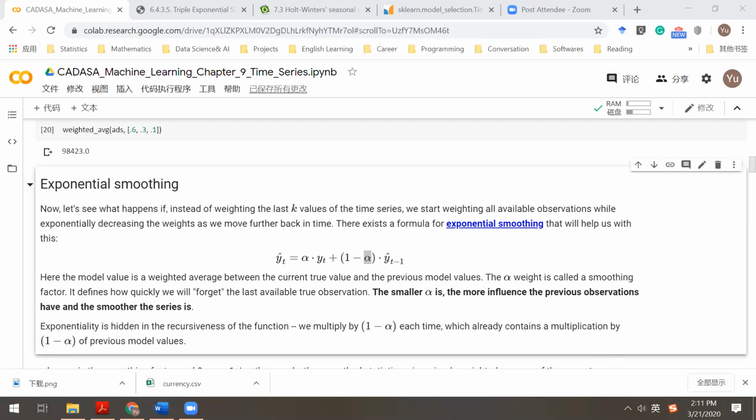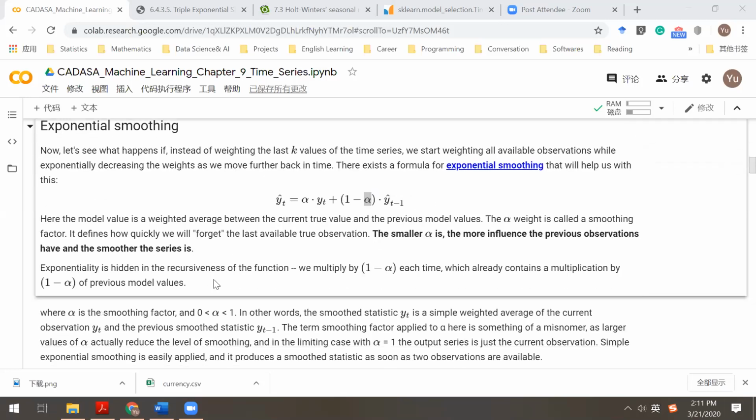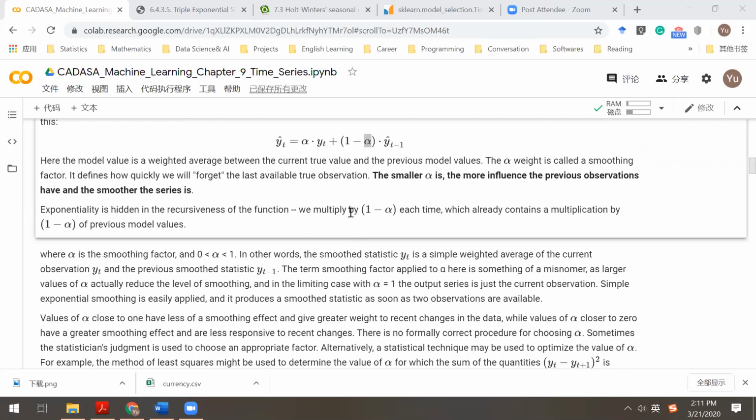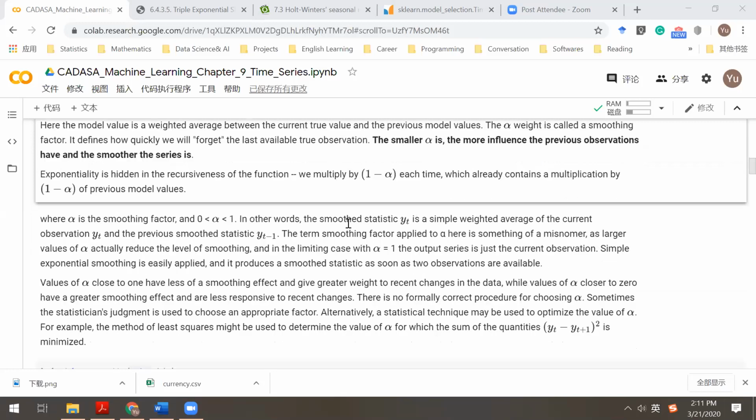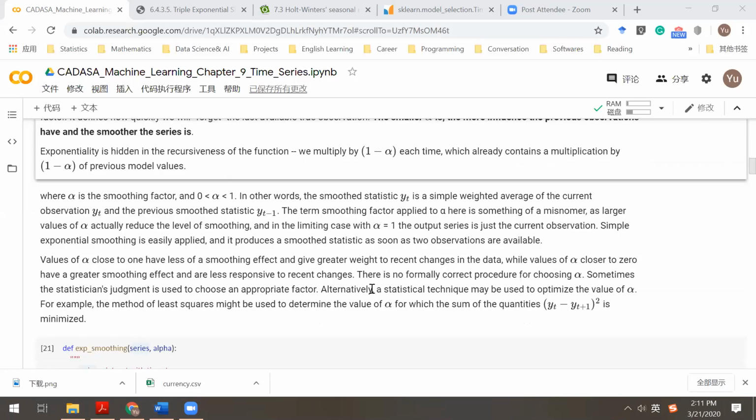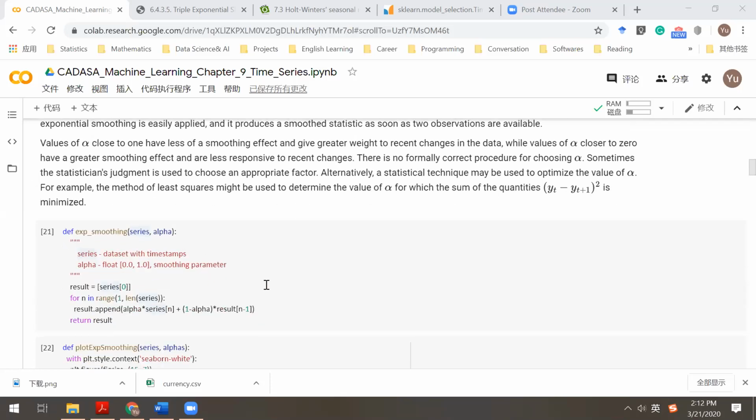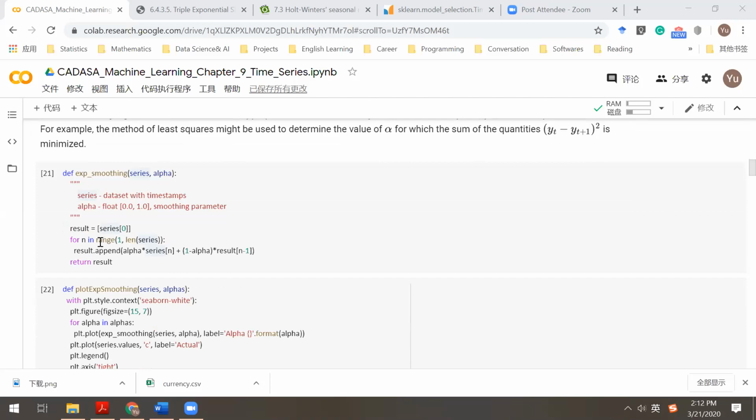So let me share my screen, this screen. Okay. In this model, we need to find the best parameter alpha. Here we can use a statistical technique to optimize the value of alpha, using least squares, or we could use our knowledge to select alpha. Here is the function defined for exponential smoothing. It's very simple. The first argument is the data series, and the second one is alpha.